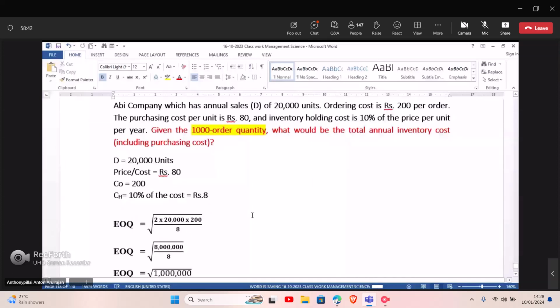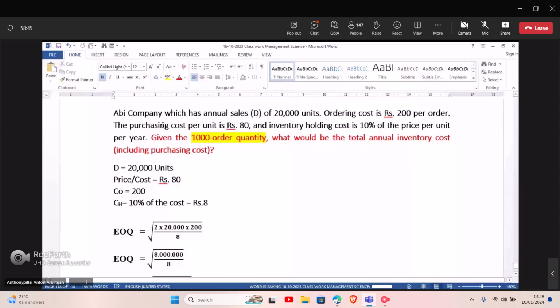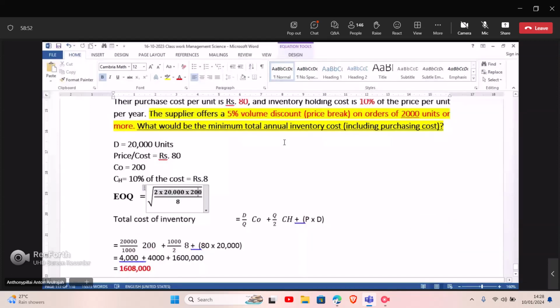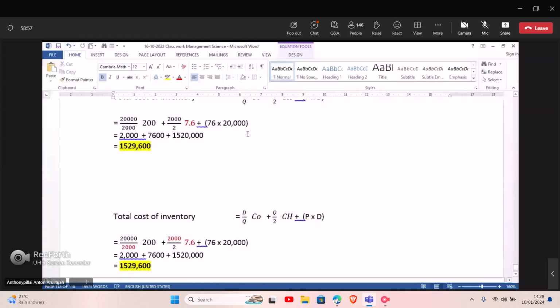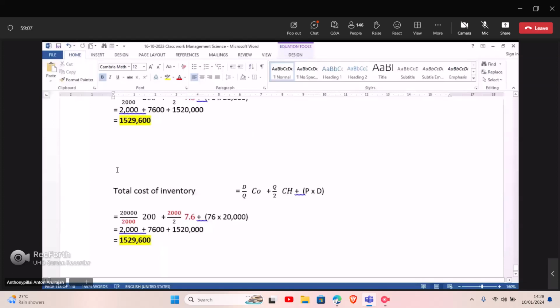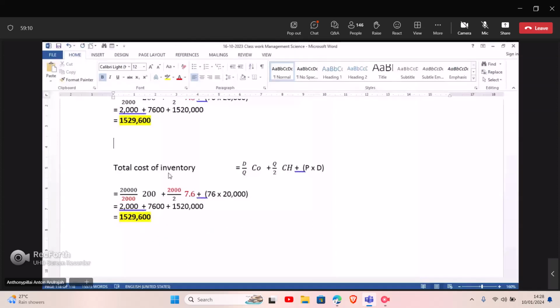So therefore, this is already calculated without discount. So now it's only if you order 20,000, right? You have to look into that. The next one is the last one.